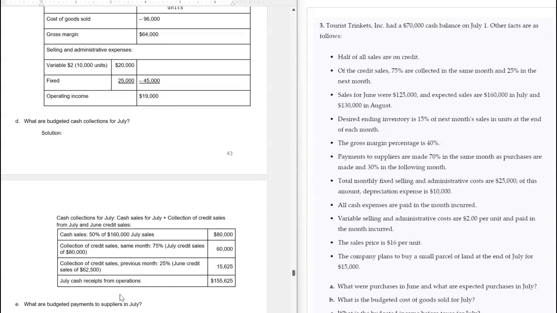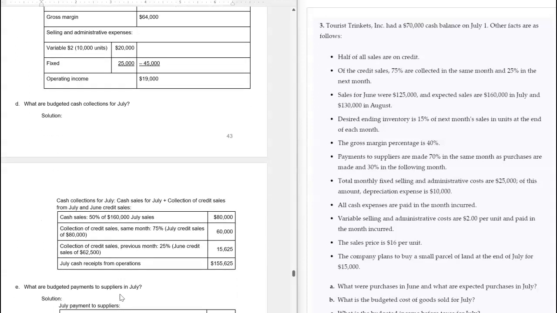Next question is, what are the budgeted cash collections in July? We've got sales of 160,000, so 50% of that is 80,000 in cash sales. The other 50% are credit sales, and we can collect 75% of those in the same month. So 75% of 80,000 is 60,000 came in.